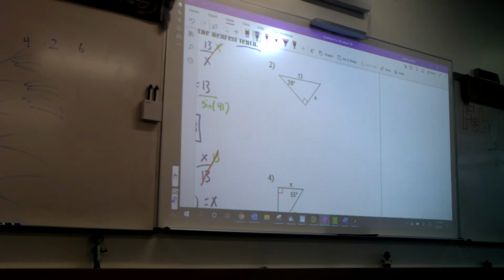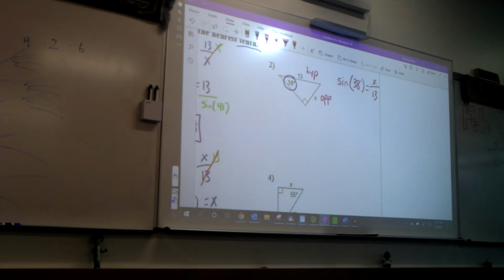Can I have a volunteer? Yes, Melissa, she's eyeing me. She was like, please call on me, Solberg. How did you label your sides opposite, adjacent, and hypotenuse, Melissa? I put 13 as hypotenuse and x as opposite. Great. And so if we do SOHCAHTOA, which trig ratio is that? Sine. So we're going to do sine of 38 is equal to opposite x over hypotenuse 13.